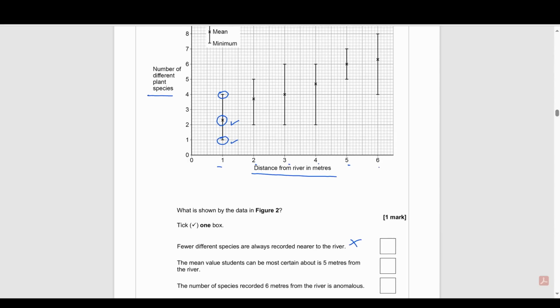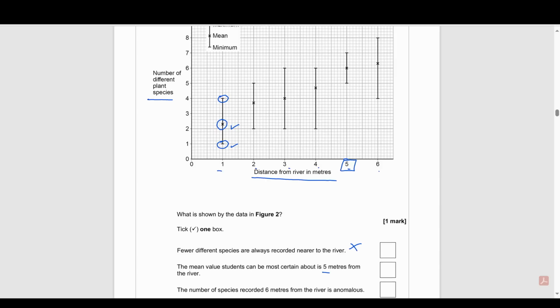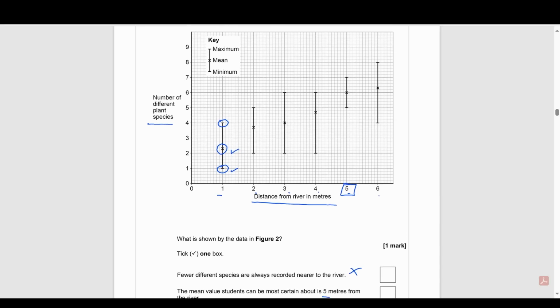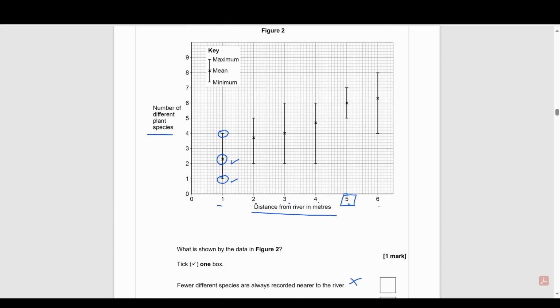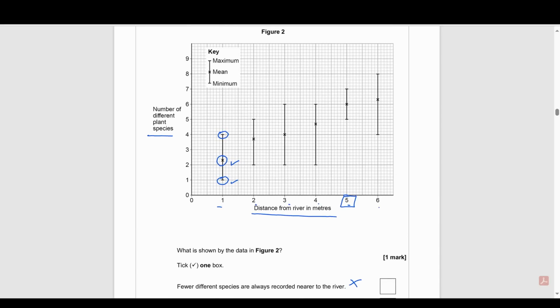The mean value students can be most certain about is 5 meters from the river. So we need to focus on 5 meters from the river. It says the mean value that students can be most certain about. Well, for the students to be most certain about the mean, it would mean that the maximum and minimum should be the closest to the mean.